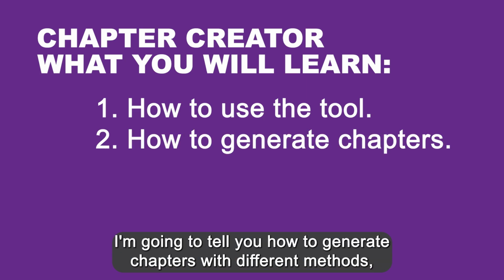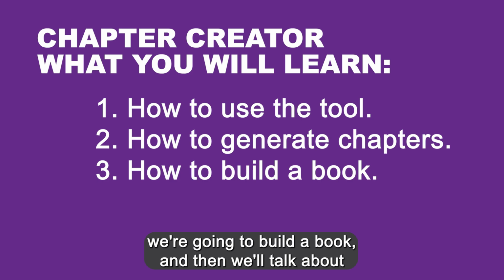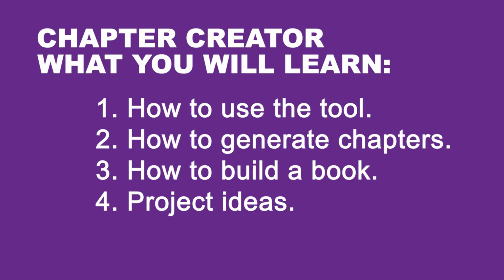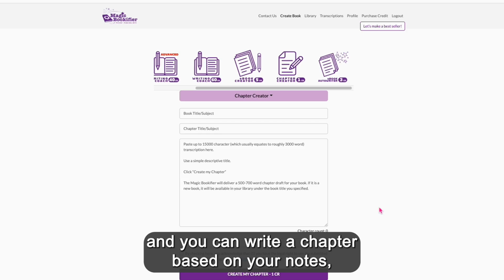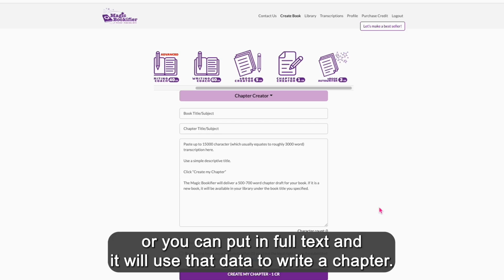Today I'm going to tell you how to use the tool from scratch. I'm going to tell you how to generate chapters with different methods. We're going to build a book, and then we'll talk about a couple of projects that you can make with the Chapter Creator. The Chapter Creator costs 1 credit, and basically you can either put in notes and it can write a chapter based on your notes, or you can put in full text and it will use that data to write a chapter.